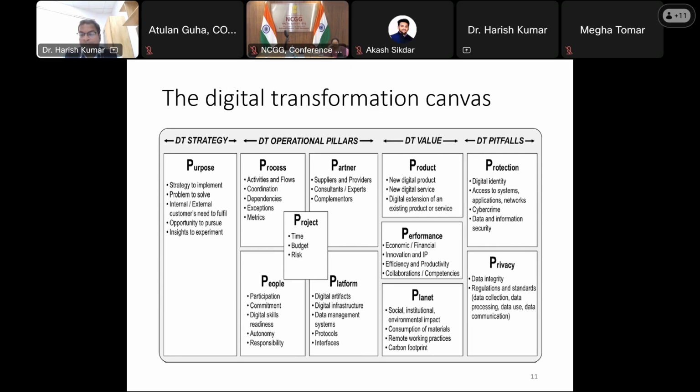So for a new digital product, we can think about a complete pure digital product as well, a new digital service as well, a digital extension, or we can say wearable smart services, right? In terms of the government side, every piece of information is at your fingertips.